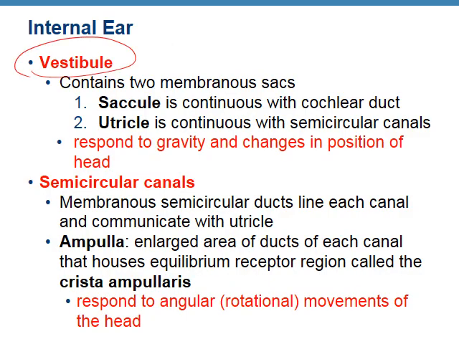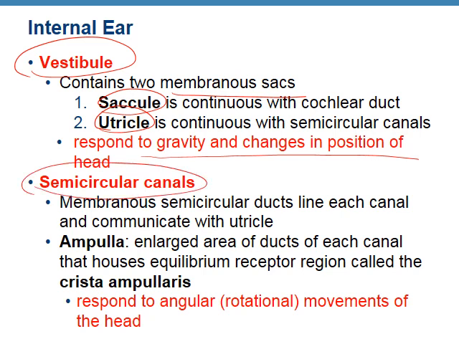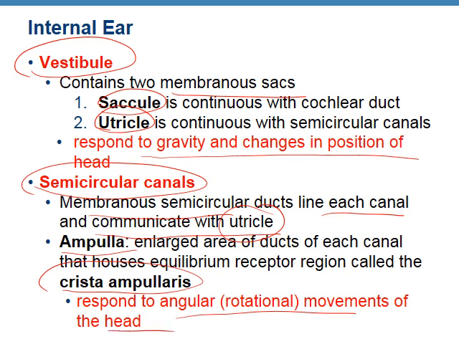So the vestibule has two sacs. One's called the saccule, one's called the utricle. They both respond to gravity and changes of position of the head. Then we have the semicircular canals. These are also membranous, lined, right? Each canal communicates with a utricle. There's something called the ampulla and the cristae ampullaris, and this responds to angular movement.